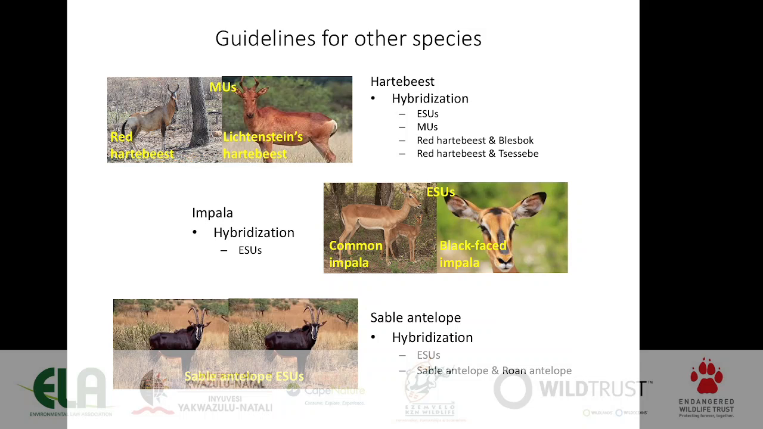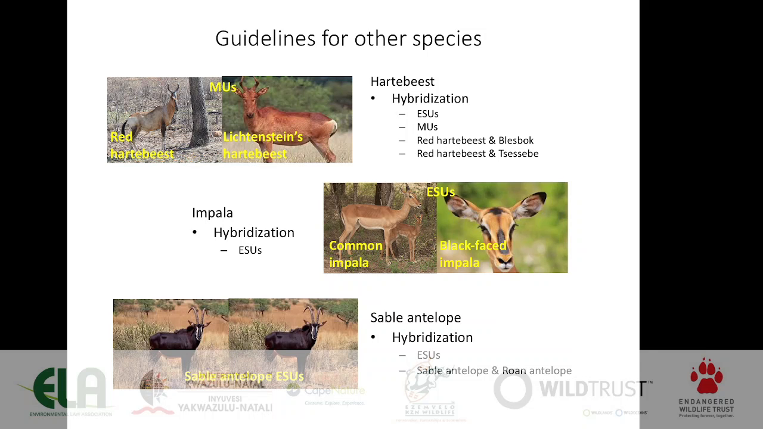For impala, 2 ESUs were classified, the common impala and the black-faced impala. There is a threat of hybridization between the 2 ESUs. The ESUs have been geographically isolated. However, translocation events have brought them into secondary contact, creating a hybridization risk. The guidelines recommended that black-faced impala be genetically tested to confirm purity and that there should be no new introductions of the one ESU into the range of the other. And also there should not be mixing of the 2 ESUs on the same property.